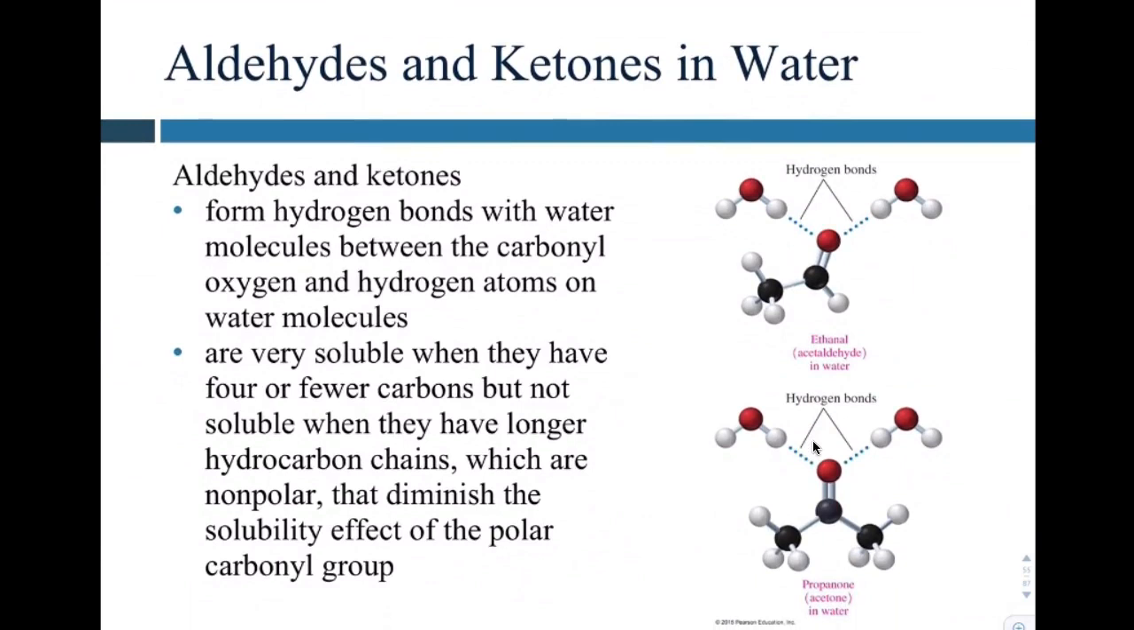So aldehydes and ketones, they can make hydrogen bonds with water, but they can't make hydrogen bonds with themselves. But they do have an oxygen with a double bond and a lone pair, so they can do hydrogen bonding with things that have that other part of hydrogen bonding. Remember, there are 2 parts to hydrogen bonds. And so they're very soluble when it's 4 or fewer carbons. But if you have more than 4, just the same thing with alcohols, then those carbon bonds are nonpolar and they start resisting the water.